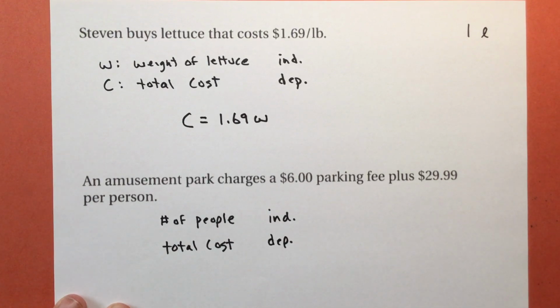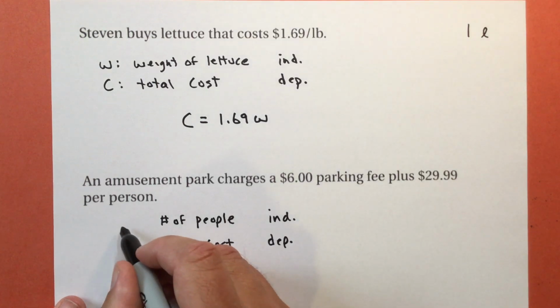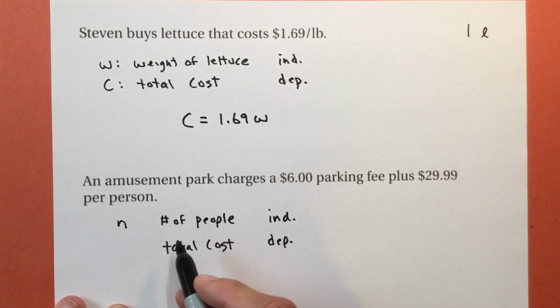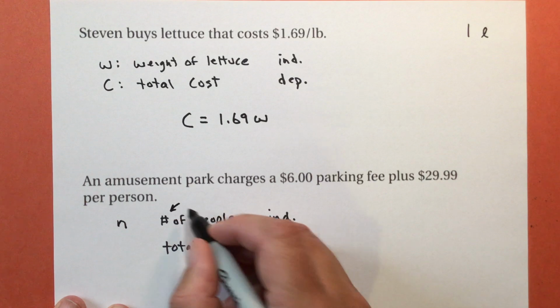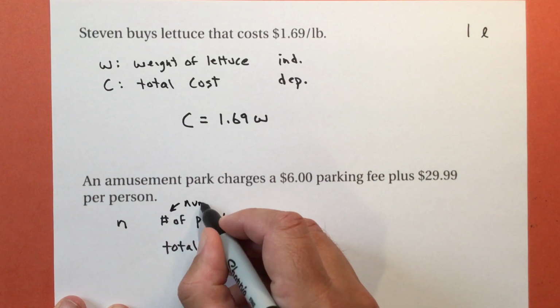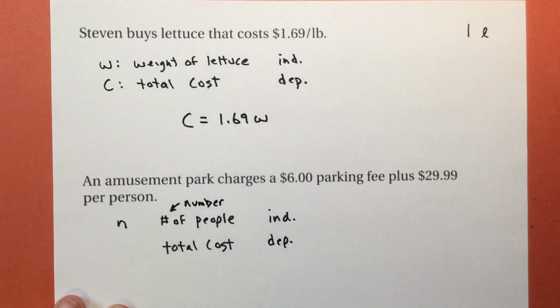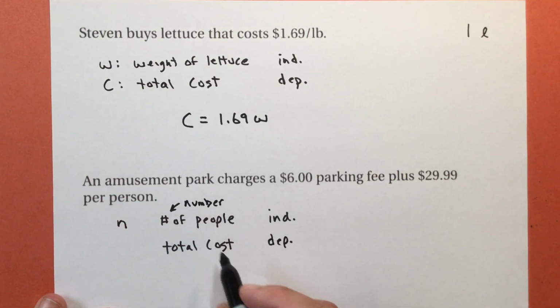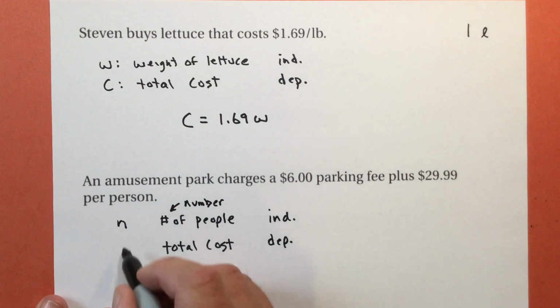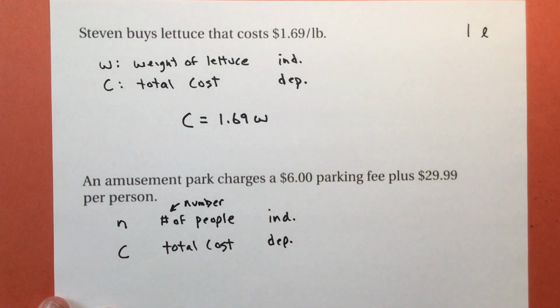What letters are you going to use? One more time, I can use X and Y, no problem, but I'm going to use N for number of people, that hashtag. I know you guys are thinking Twitter, but in math, that means number. So that's a shortcut for number when I'm counting something. I'm going to use N for number of people. You could use P for people. That's fine. Just tell us what you're going to use. And one more time, I'm going to use C for total cost.